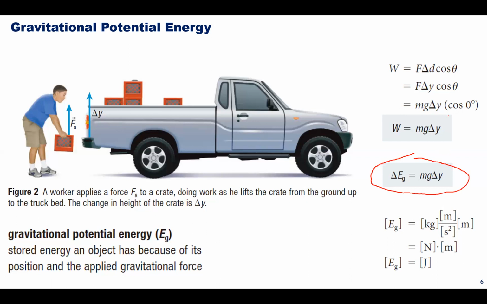So when delta Eg is the change in gravitational potential energy, m is the mass, g is the gravitational acceleration, and delta y is the vertical component of the displacement. This equation for gravitational potential energy presents a few important points to consider. First, the equation determines the change in gravitational potential energy for a given change in elevation. It does not assign a fixed value of potential energy to a given elevation, but only the difference in potential energy between different elevations, delta y.